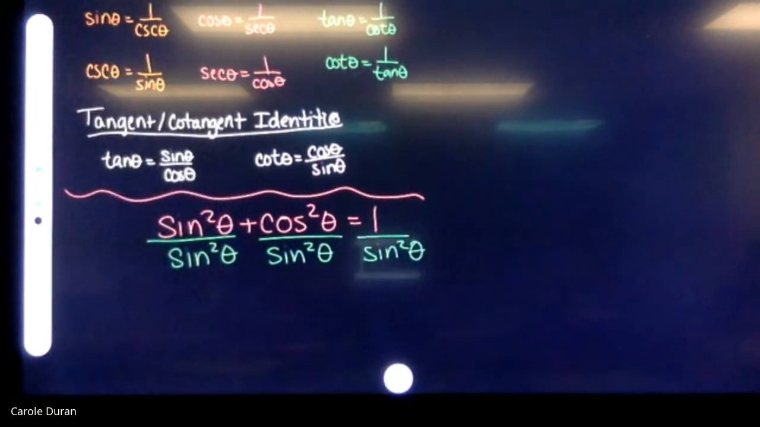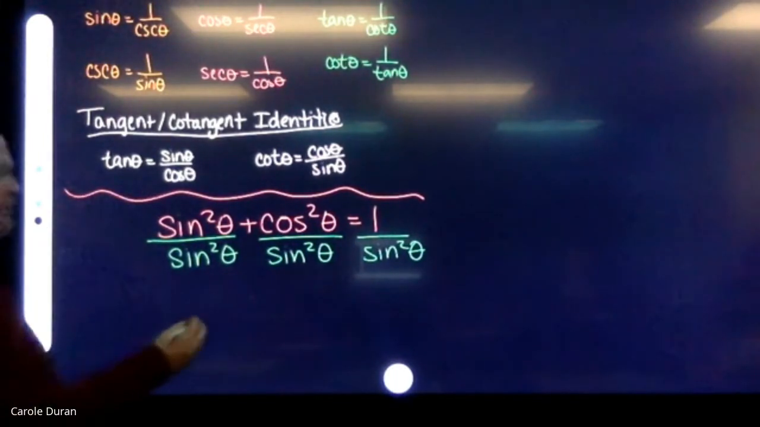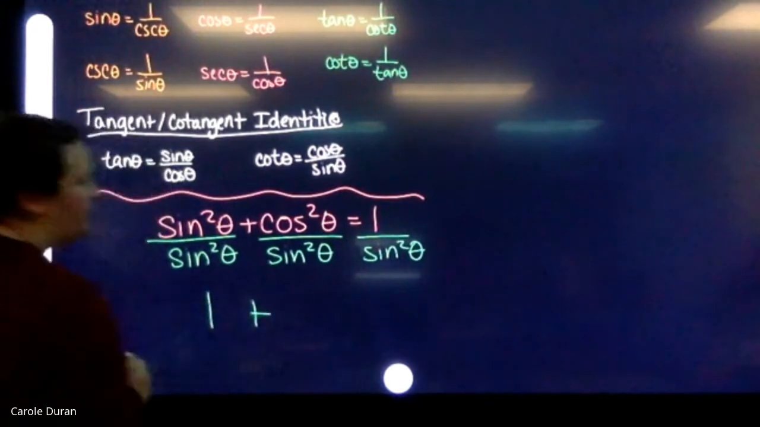I'm going to give everybody a chance to look at it. And we're going to break it down term by term. What is sine squared over sine squared going to equal? 1, because they cancel. They are the exact same thing. So this term is going to become a 1.